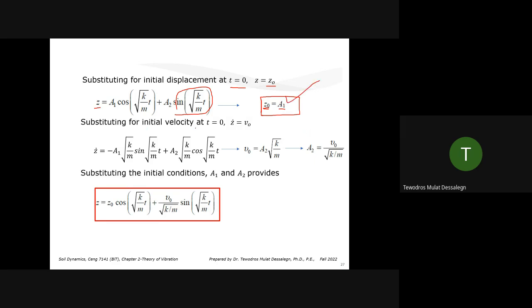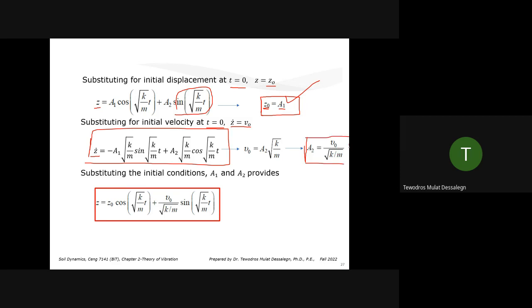Substituting for initial velocity. How about if you had initial velocity also? At time equal to 0, if you have some velocity that you gave it. The first derivative of the equation is the velocity, this. And if you put t equal to 0, then what you end up with is A2 would be the initial velocity over the square root of k by m.